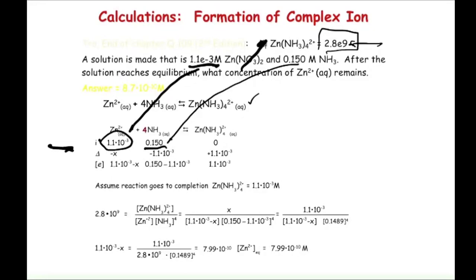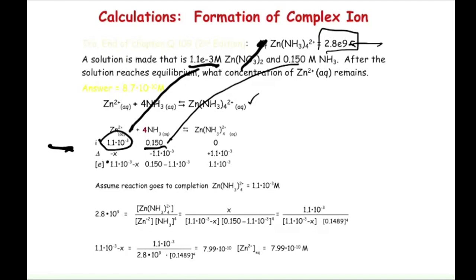Okay, so we're going to say minus x, and then instead of minus 4x here, because remember reactants are minus, they're going to get depleted, we just put 1.1 times 10 to the minus 3. Why don't we put 4 times 1.1 times 10 to the minus 3? Remember, the zinc total is 1.1 times 10 to the minus 3, so you can't make it 4 times bigger because there's no way to create matter. You're using up that limiting reagent. That's why you don't put minus 4 times 1.1 times 10 to the minus 3. You just put minus 1.1 times 10 to the minus 3 because that's all the zinc that you have.